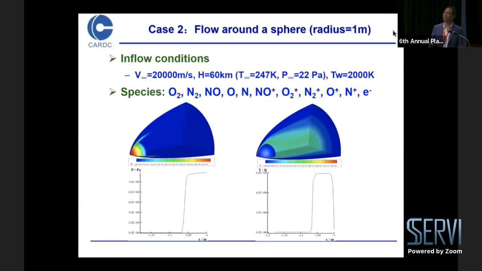These figures are the pressure contour, temperature contour, the pressure distribution along the stagnation line, and the temperature distribution along the stagnation line. We see the temperature is high. It seems a little inaccurate because now we have not included the radiation and ablation in the model.